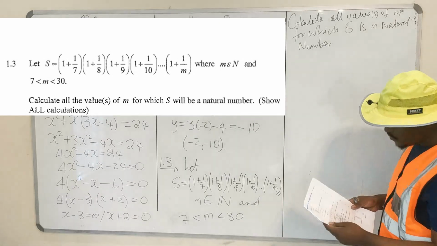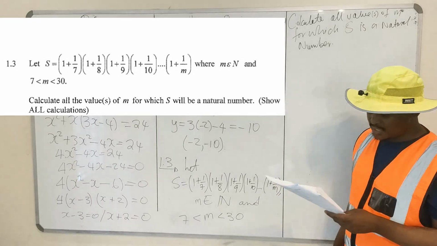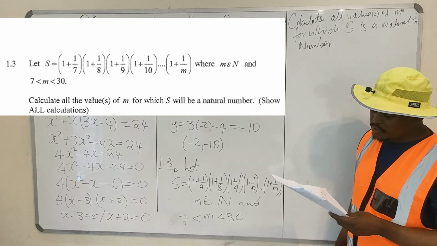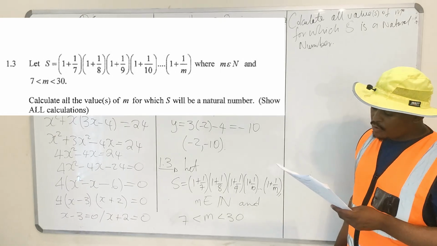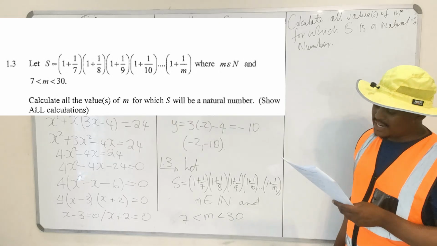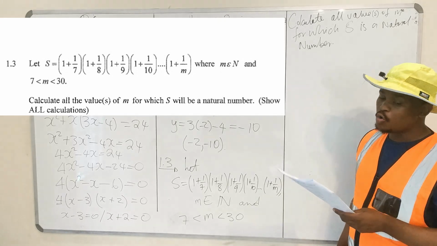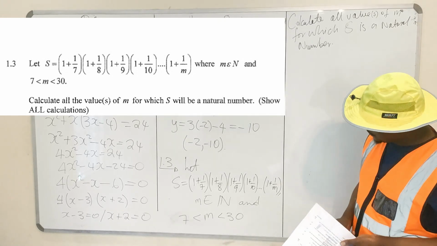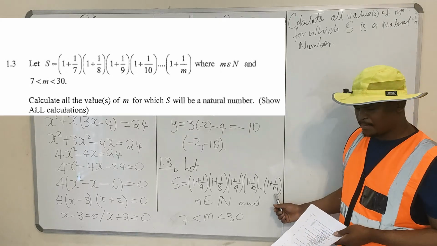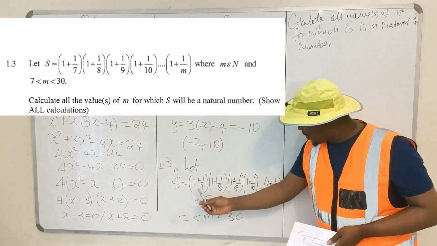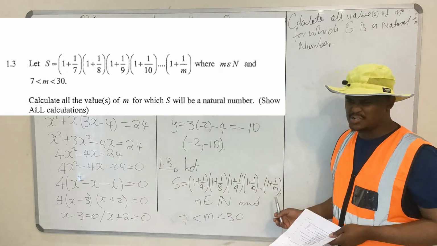All good? Okay. So let me just read this question again. Calculate the values of M for which S will be a natural number. Show all your calculations. So they want you to find the values of M where this product here is a natural number.